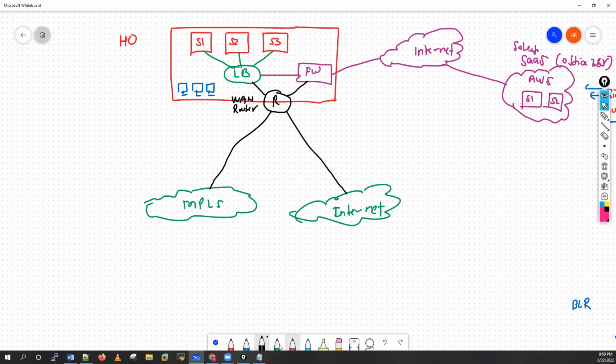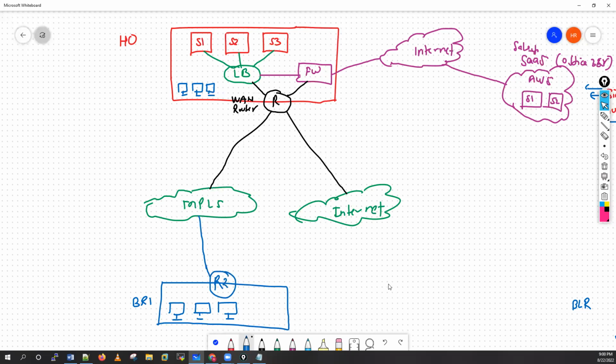Now, here I have a branch office. Let's suppose this is my branch. In this branch, I have these users. This is my branch 1. This branch will also have connectivity through this router, maybe R2, with the MPLS and the internet. And I have another branch here. This is my branch 2.